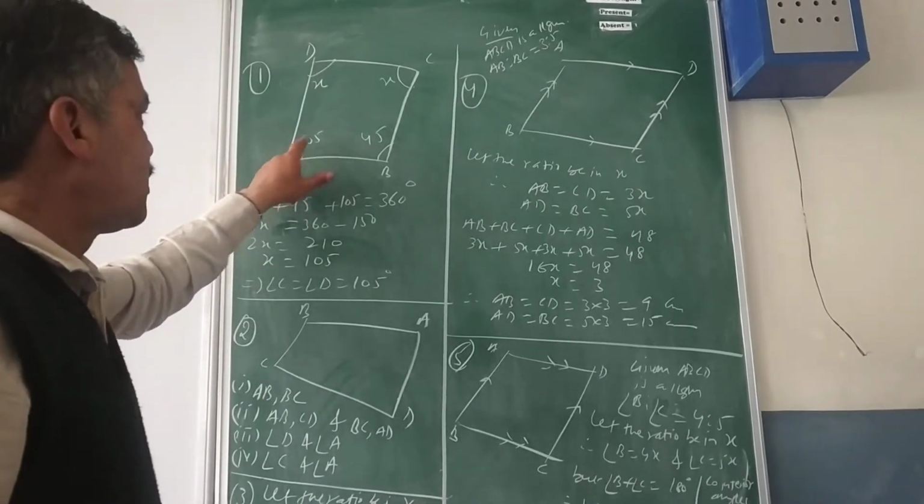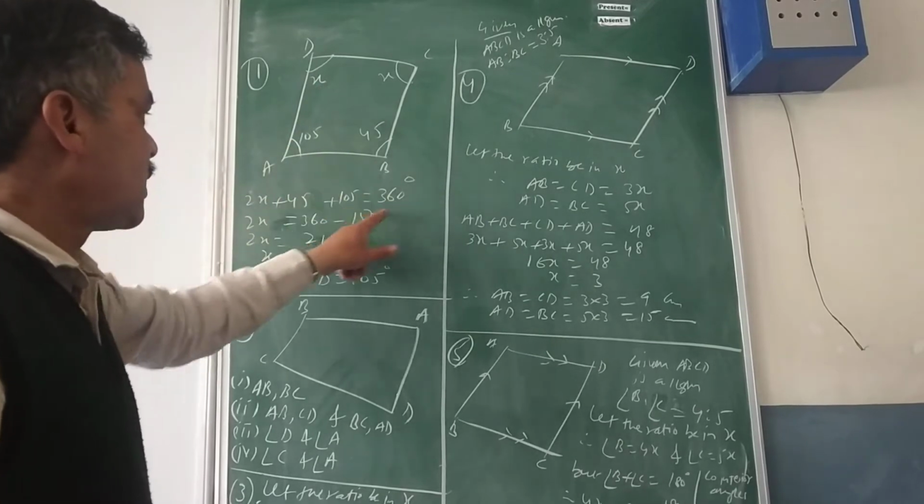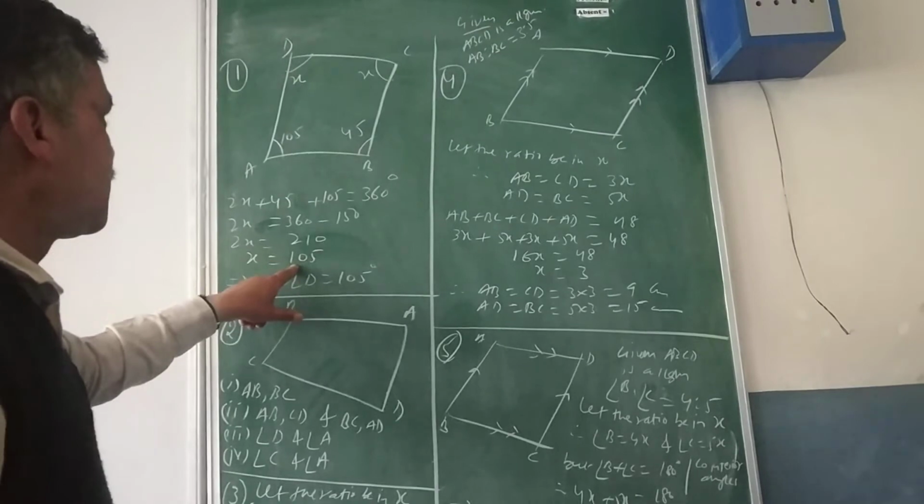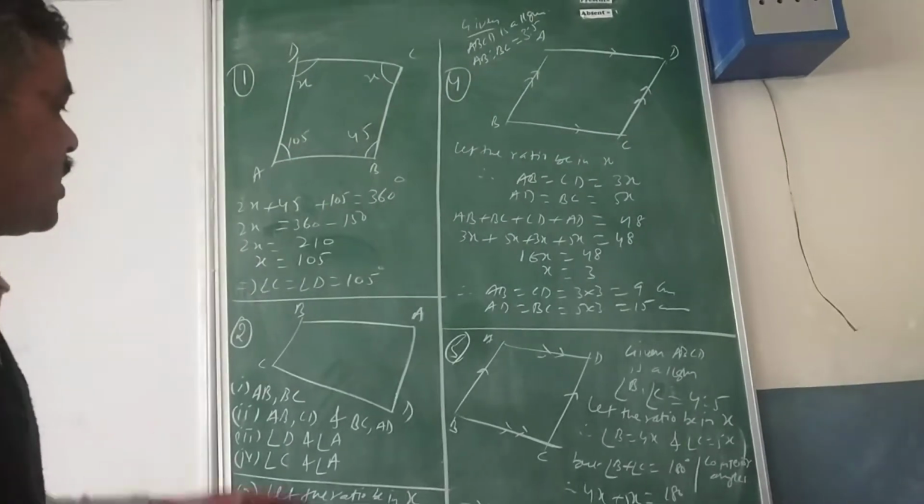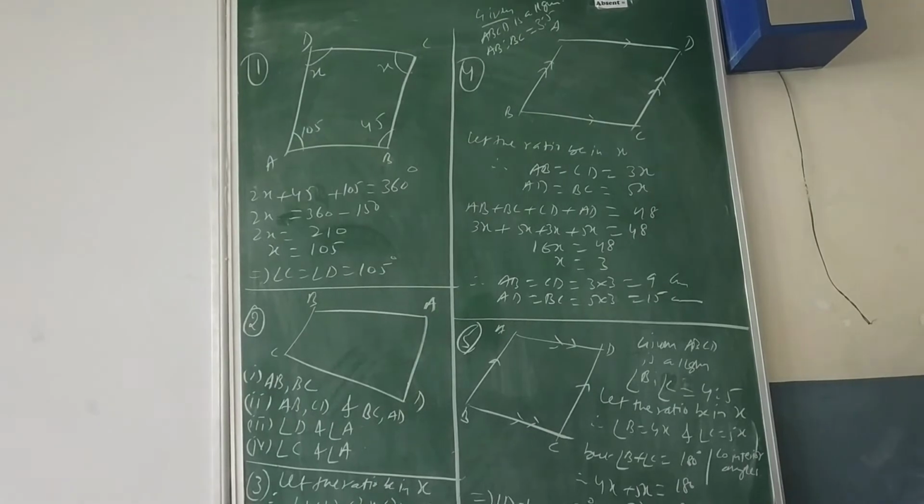So if this is 105 and this is 45, you can mark these two as x and use the quadrilateral angle sum property to get the value of x. You will get it equal to 105. So the answer is C and D are equal to 105. Please check whether your answer is correct or not.